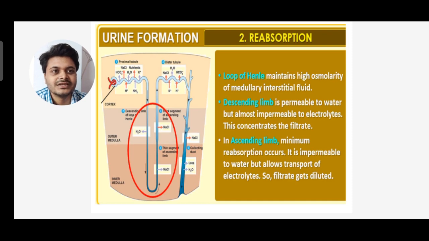So what is the function of the descending limb? The descending limb is permeable to water but almost impermeable to electrolytes. This concentrates the filtrate. In the ascending limb, minimum reabsorption occurs. It is impermeable to water but allows transport of electrolytes, so the filtrate gets diluted.